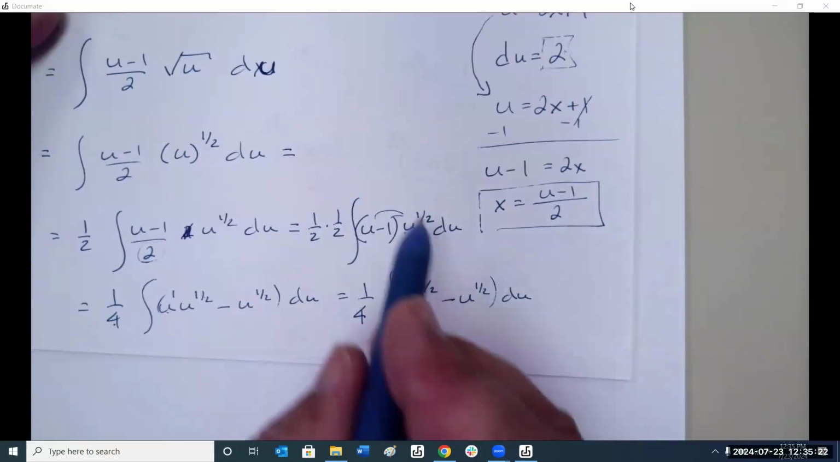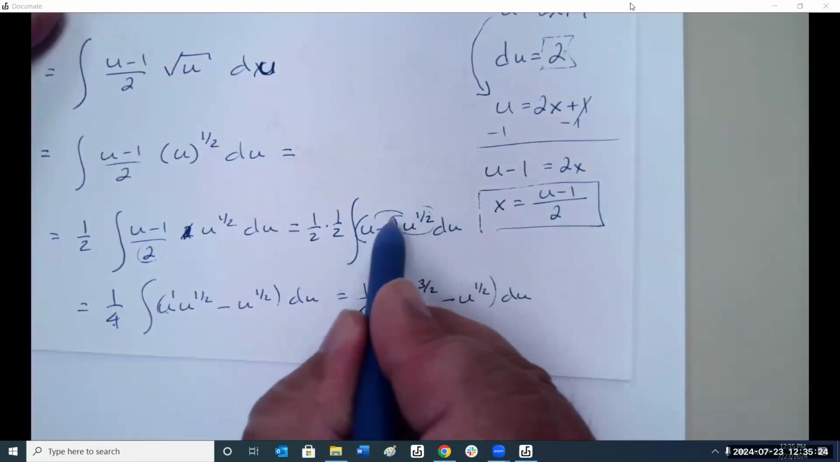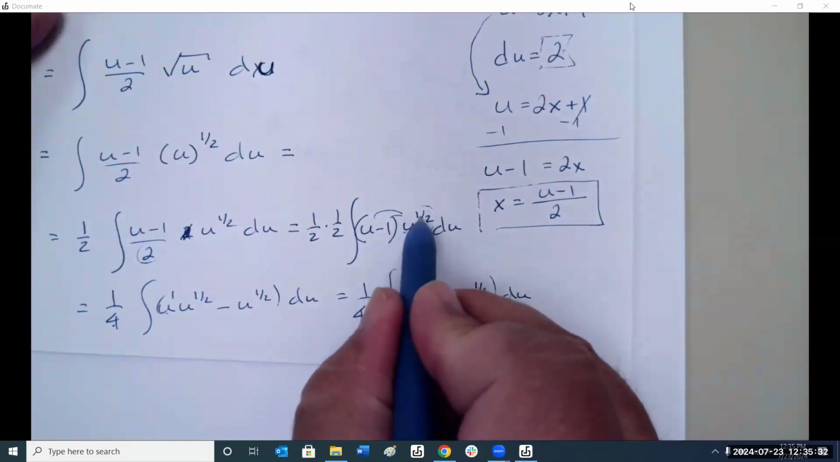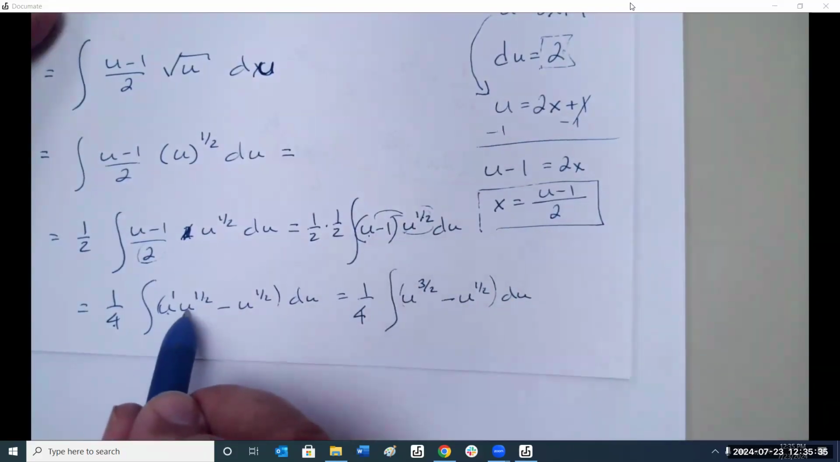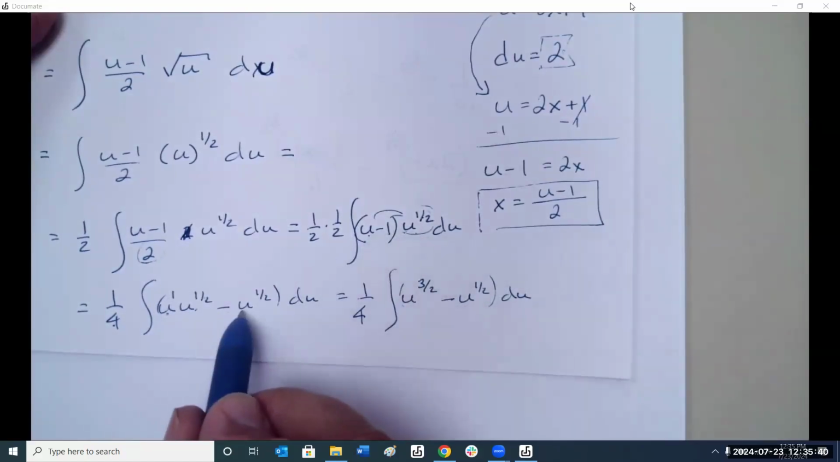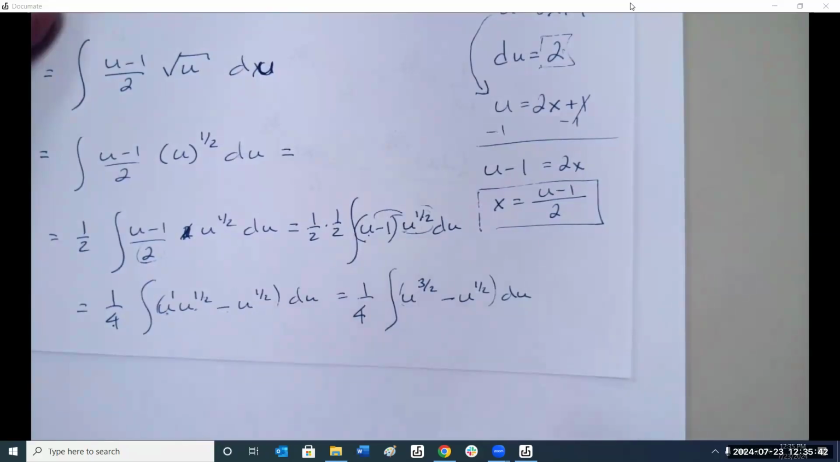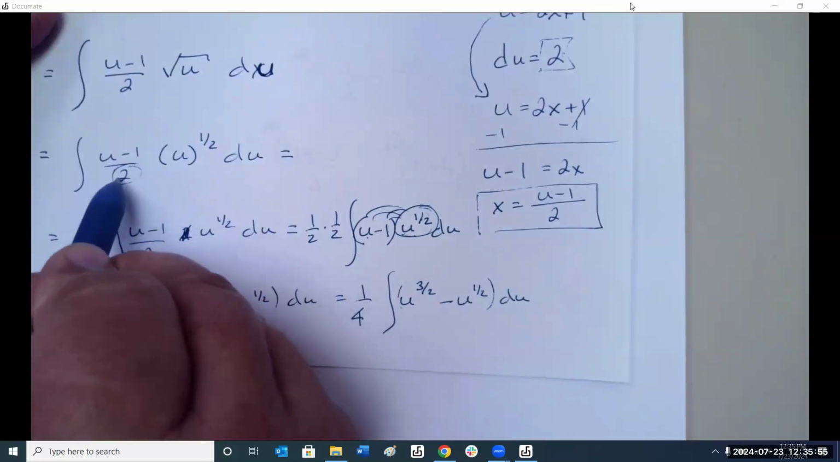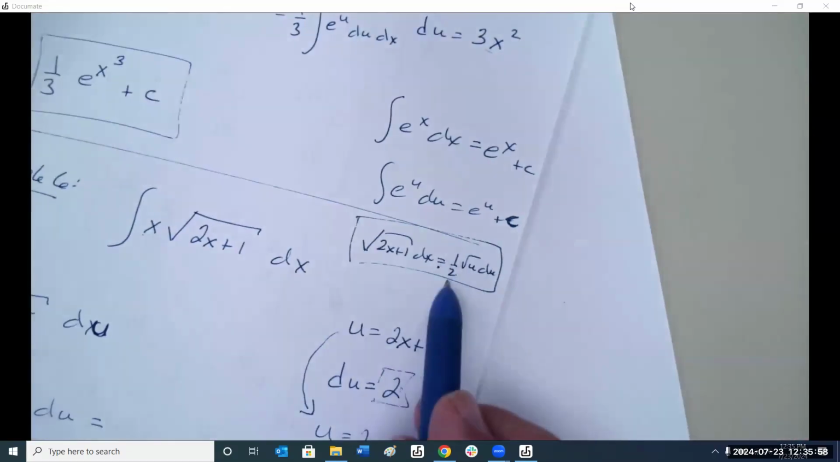And then I distribute that u to the power 1/2 to both of those. Okay, for the second one, u to the power 1/2 times u is u to the power 1/2 times u to the first. This is -1, so u to the 1/2 times 1 is u to the power 1/2. I just distributed this one to both of those inside there. But what about in front of the integral? The 1/4? Yeah. The 1/2 from this one, and then the 1/2 from that one.